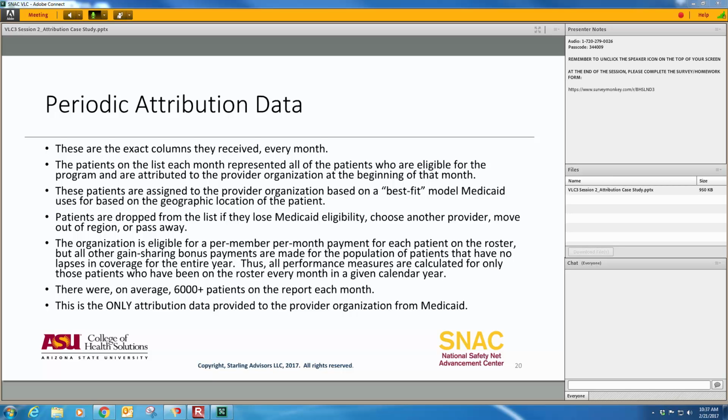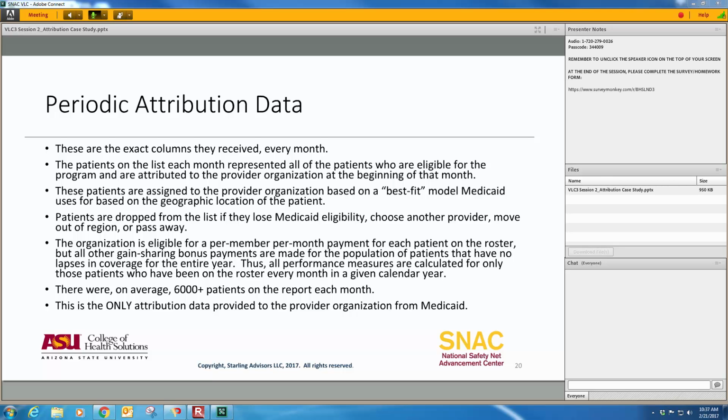So patients are not assigned to an organization if they have to travel, I believe in this state it was 30 miles or more. That's going to vary based on the nature of the geography, but 30 miles was considered to be too much of a hardship, so they would be assigned elsewhere. Patients are dropped from the list if they lose Medicaid eligibility, if they choose another provider, if they move out of the region, or if they pass away. And the organization is eligible for a per member per month payment for each patient on the roster.